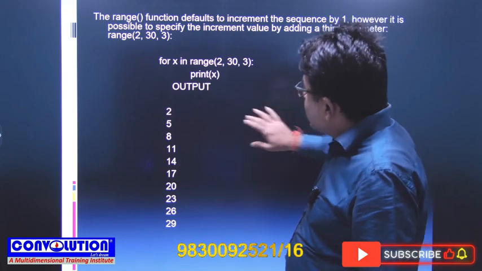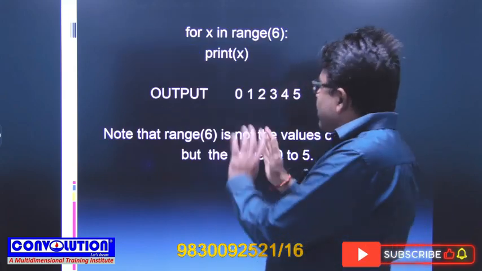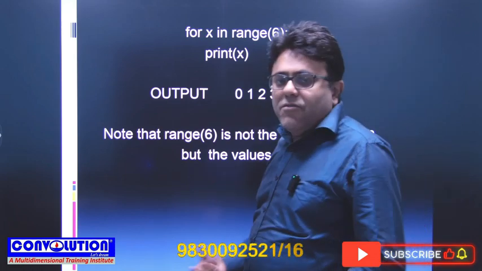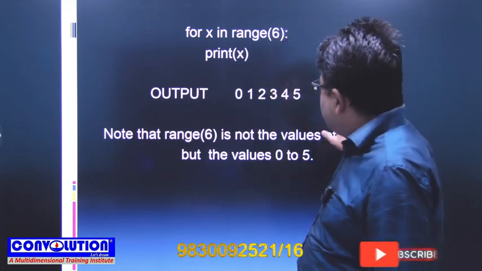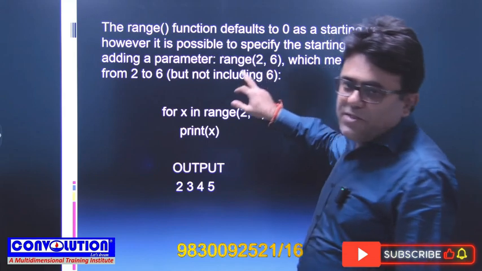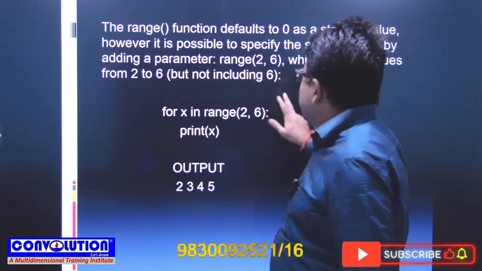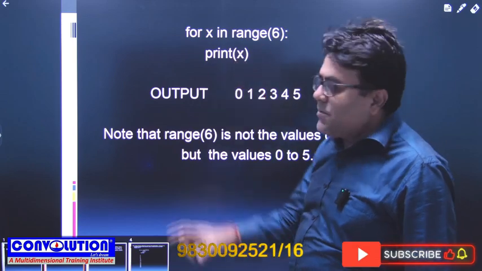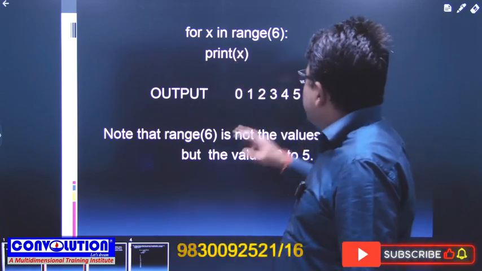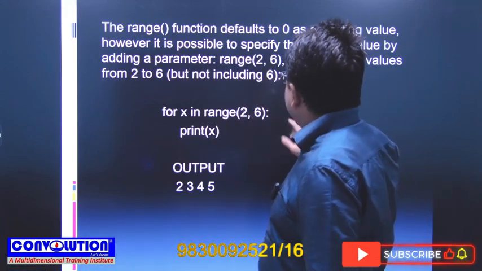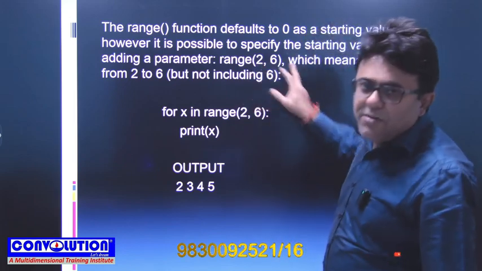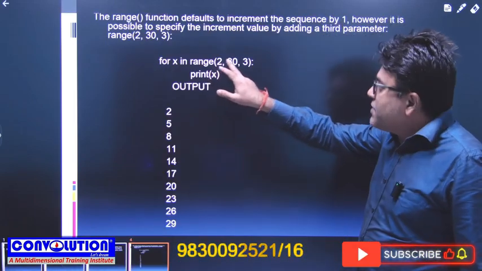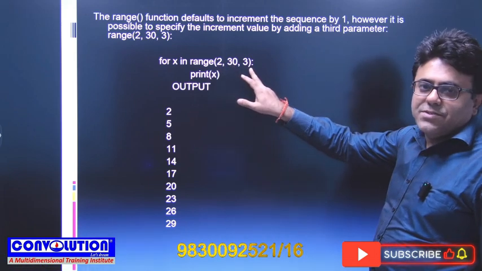So there are 3 different case studies we have taken for the range function. First is this one, where I am just specifying the end value. If I do not specify any starting value, by default it will be 0. Second one is this one, where I am specifying the starting value and the end value. And in this case, I am specifying the starting value, the end value, as well as the incrementation value.